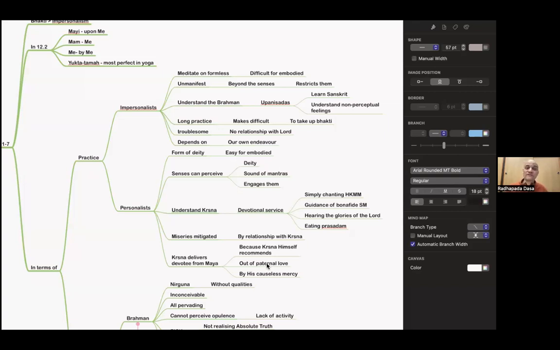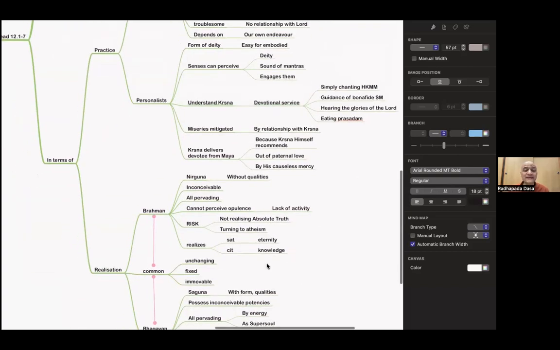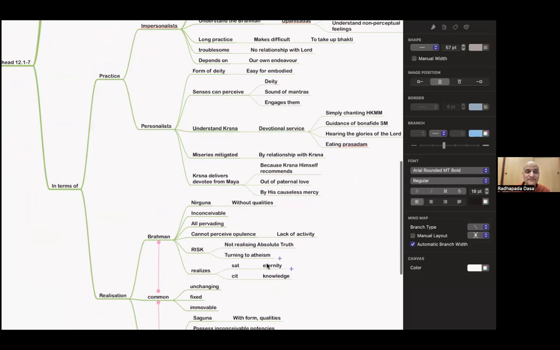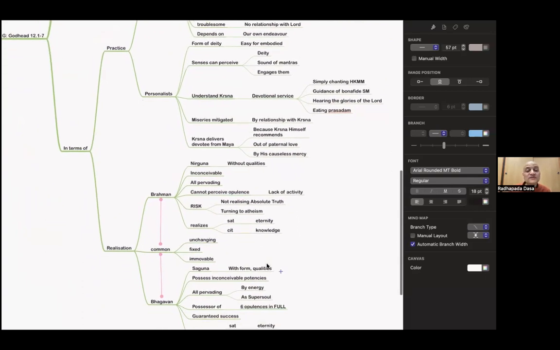Why does he do it? Out of paternal love and by his causeless mercy. So it is causeless. It is just done out of love. Basically, there is no cause for it. It's causeless in nature. Then, we talked about bhakti in terms of practice. Now we talk about bhakti in terms of realization.